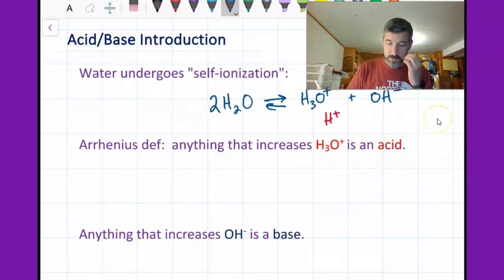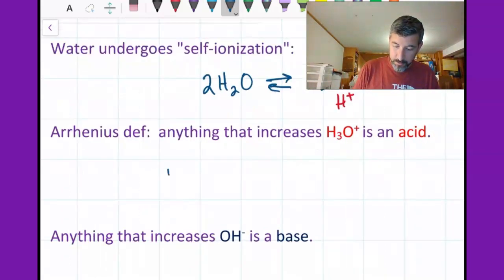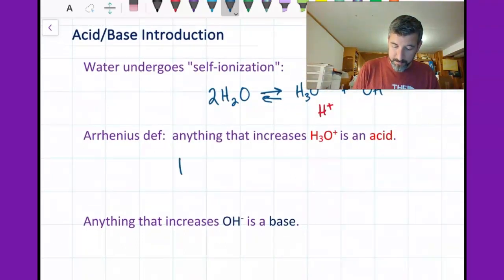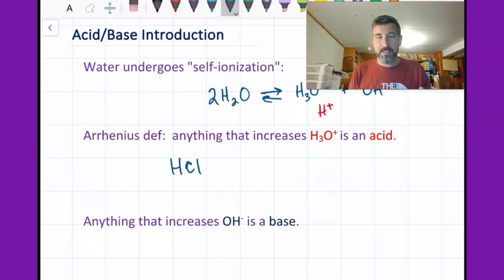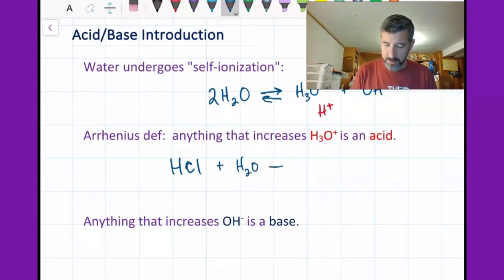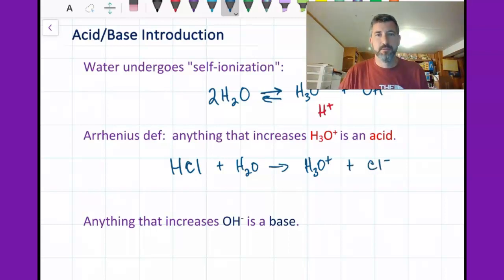Prior to Arrhenius, they were able to identify acids based on their properties, which we'll talk about in a second. But he realized that HCl, hydrochloric acid, is an acid. So if I react it with water, this is the thing that makes it an acid. The HCl reacts with the water, and the H from the HCl is transferred to the water, and the result of that is hydronium. And then what it would leave behind would just be the Cl minus.